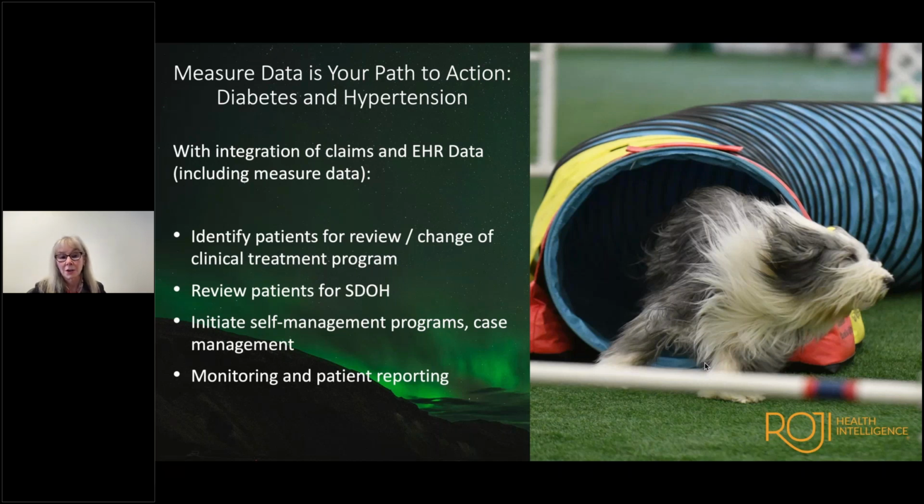This is what the integration of claims and EHR data actually give you. You can identify patients for review or change in their treatment program. If you're seeing a stable line of really extreme poor values in diabetes and hypertension with no change throughout the year, then it's time for a clinical review of those patients, and they can be queued up in population health to be pulled in for visits. You can review patients for SDOH.